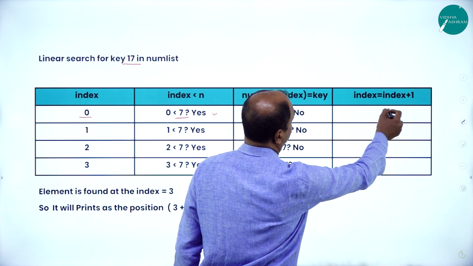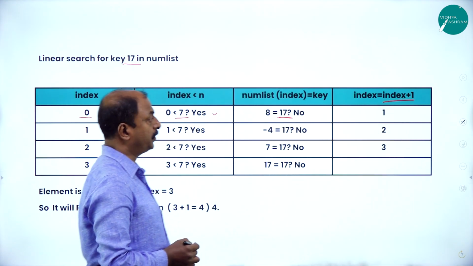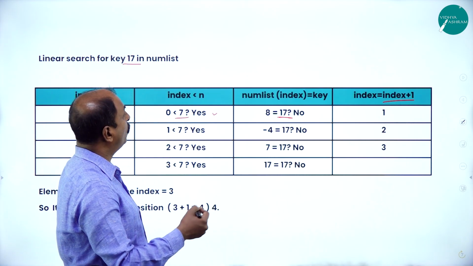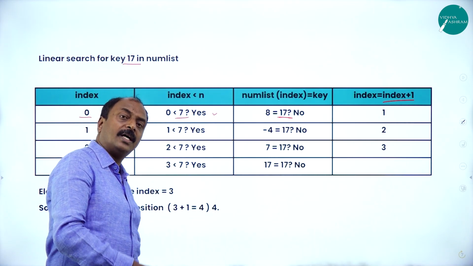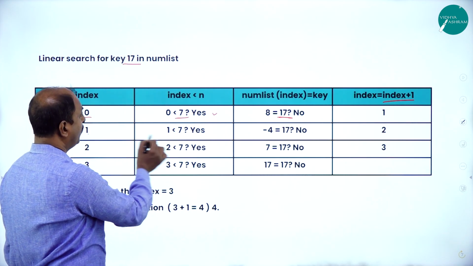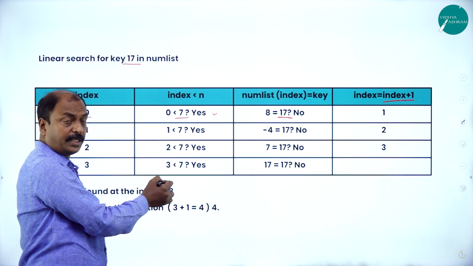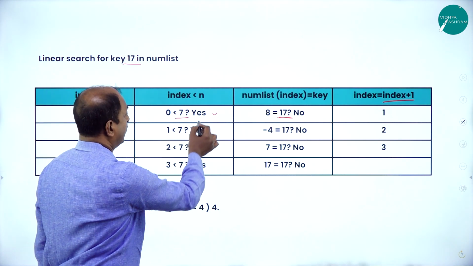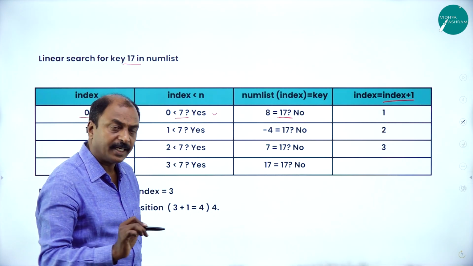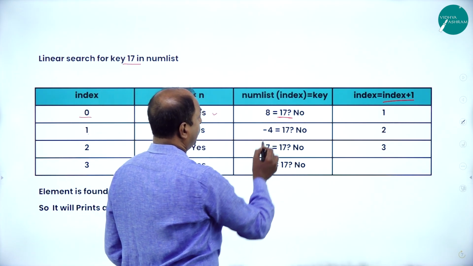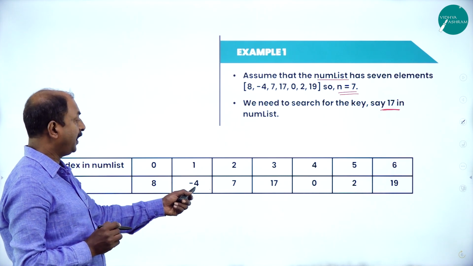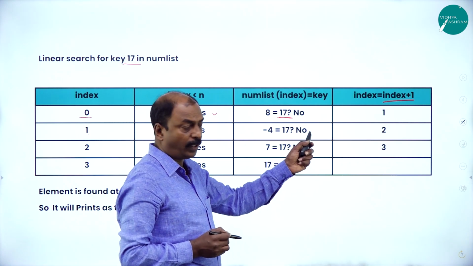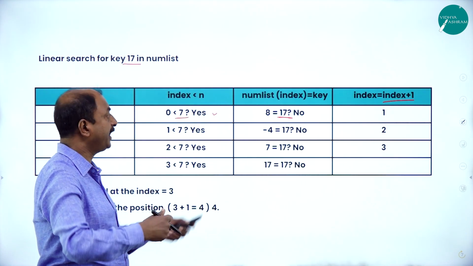So the position is 1. We have to increment the index, and it goes to the next iteration, or next pass. The next index is 1. 1 is less than 7, where 7 is the length of the given list. As long as this is true, the loop will continue. So the next element is -4, which is compared with 17. These two are not equal, so it has to go to the next iteration.